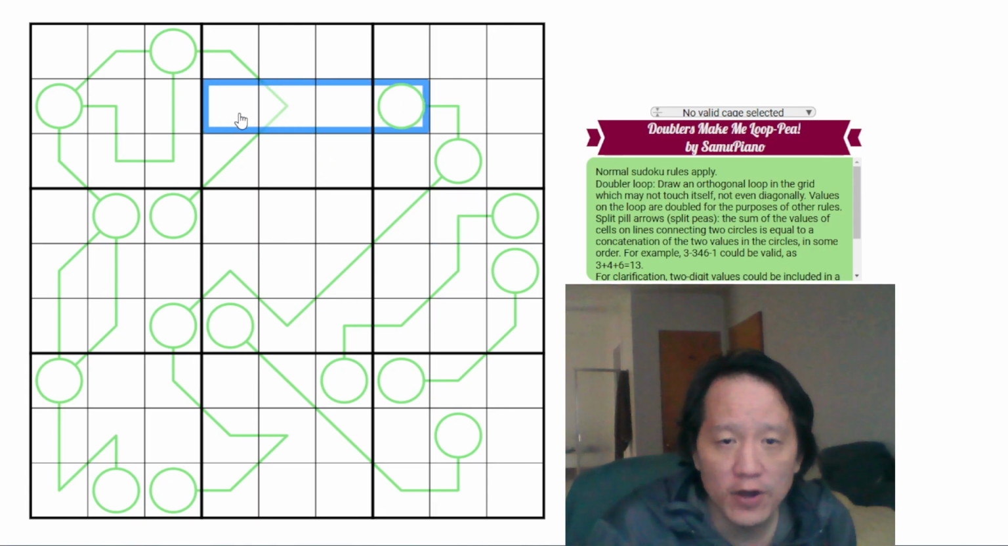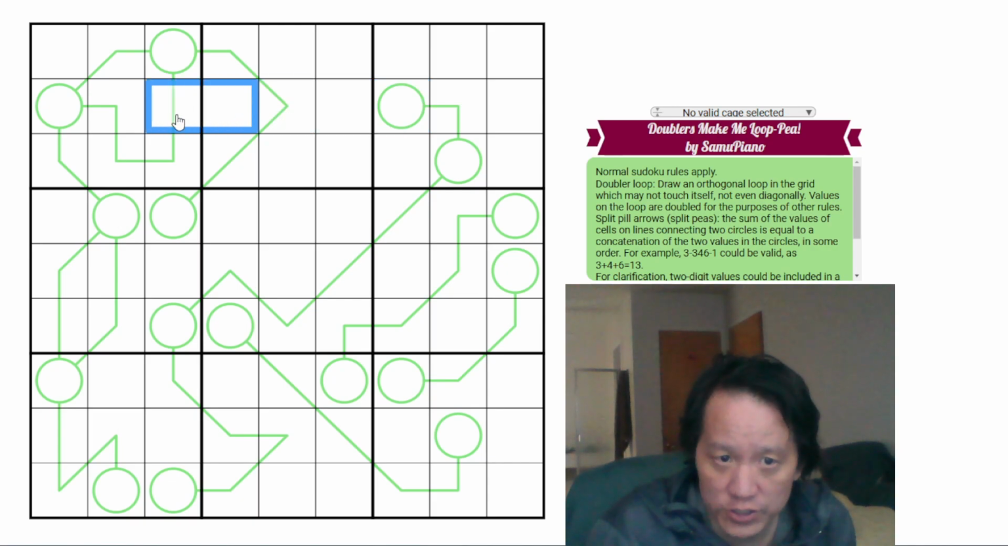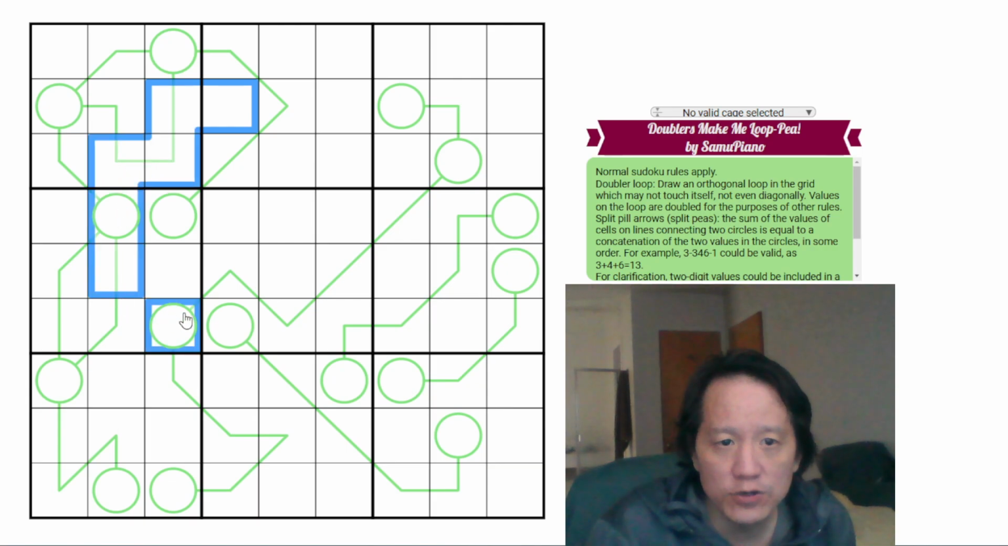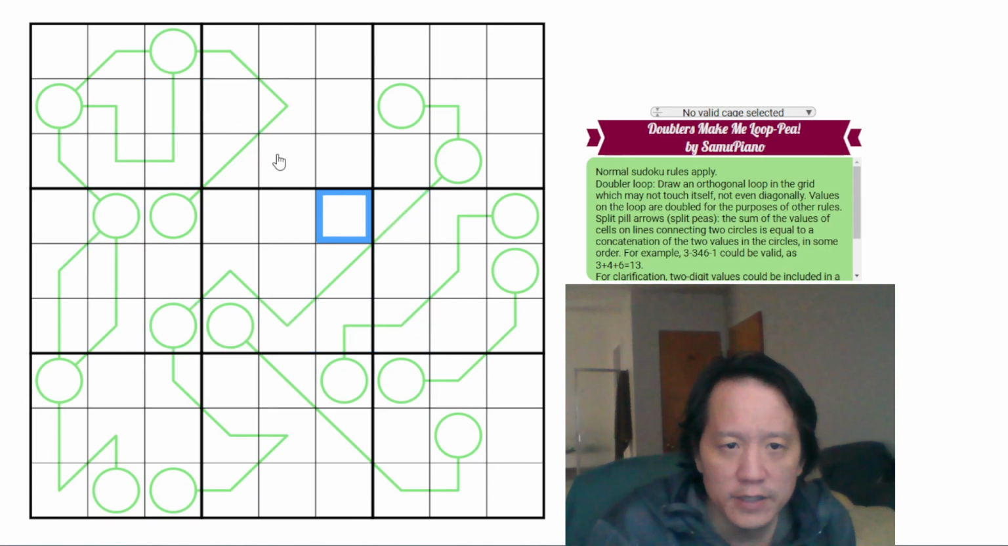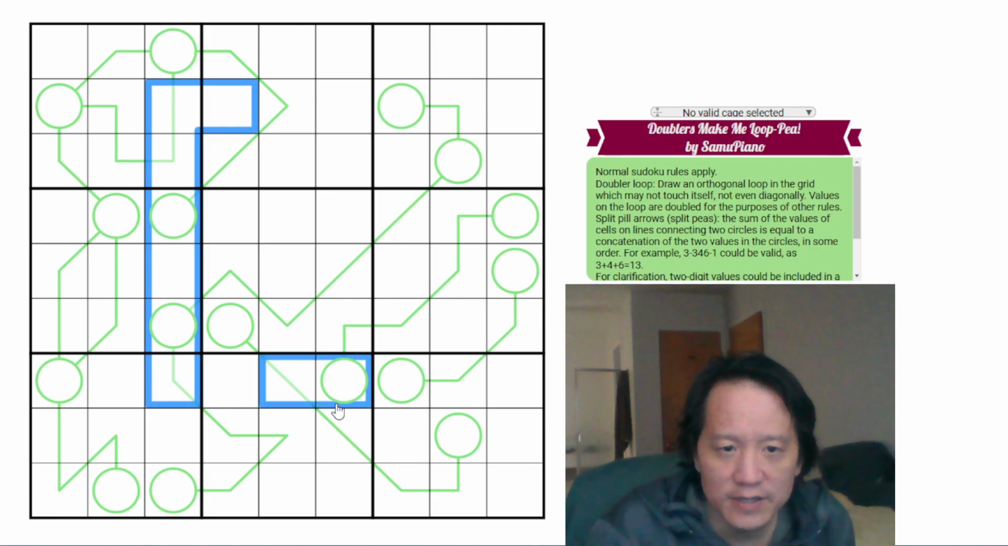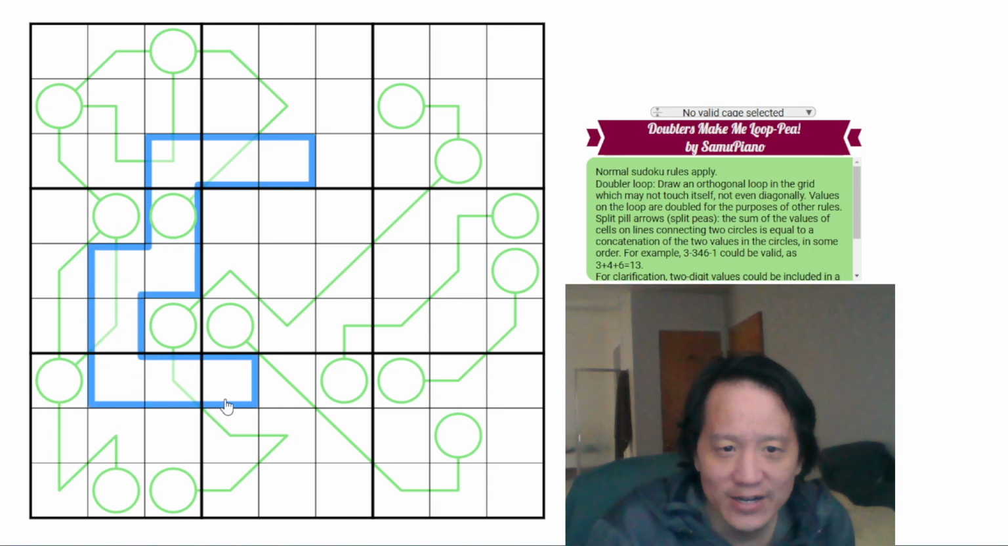So, orthogonally means that they're connected with an edge. So these two are orthogonally connected. So an orthogonal loop, which may not touch itself, not even diagonally. So, for example, say we had a loop. Let's try to make a good example. I am not coming up with a good example right now. Hold up. Okay.